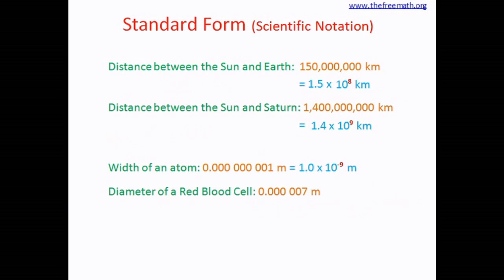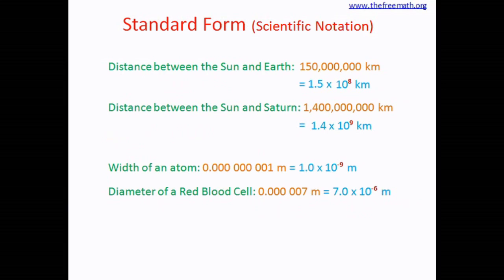The diameter of a red blood cell is 0.000007 meter. So this number in standard form will look like this, 7.0 multiplied by 10 to the power of negative 6. The decimal point has hopped over 6 digits and to the right. You can see that this is quite easy to read and write in scientific notation. But you will see that it is also easy to do calculations using the standard form.